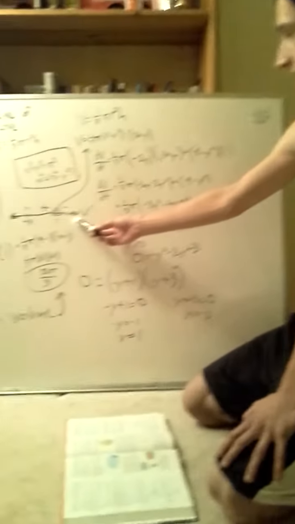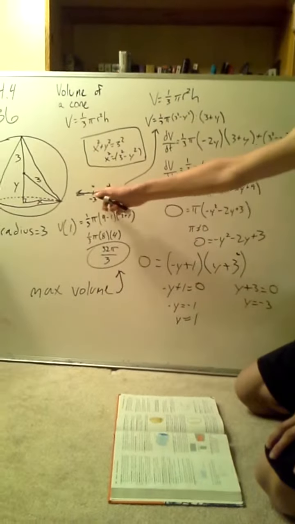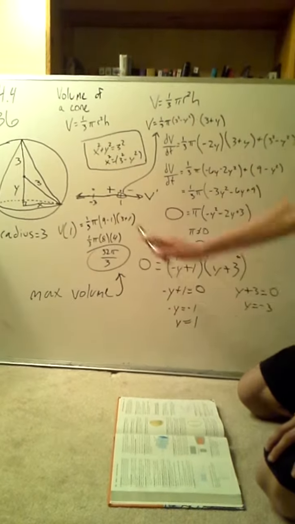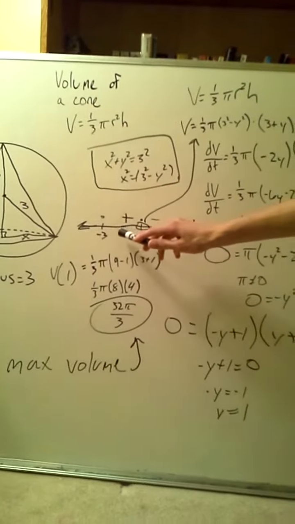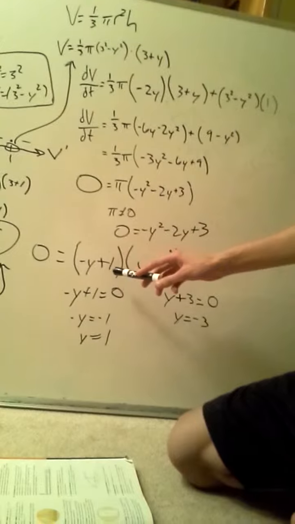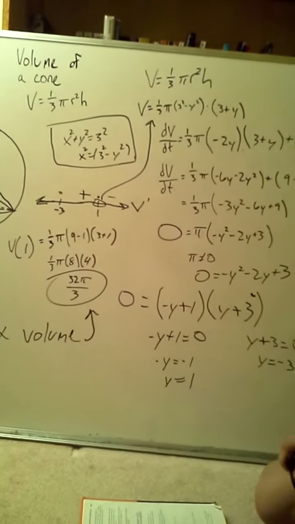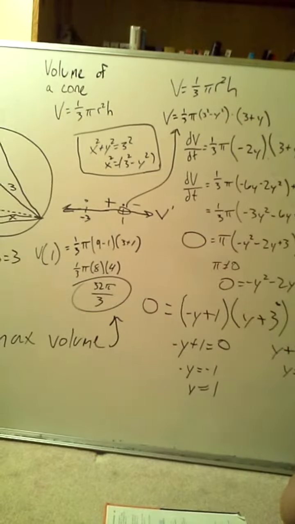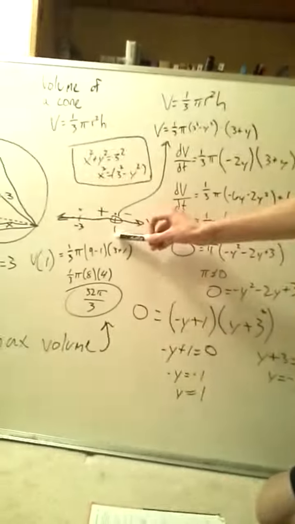You chart this on a derivative line, and you test each point. And when you test between negative 3 and 1, you try 0, you plug it into this equation, and it ends up being positive. And then here it's negative when you plug in 2. And when the derivative goes from positive to negative, that means it's a maximum. So you have a maximum at 1.